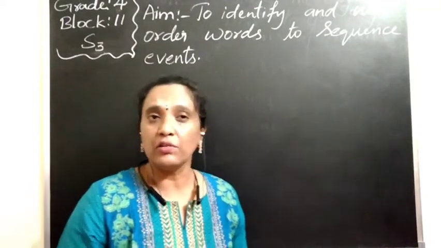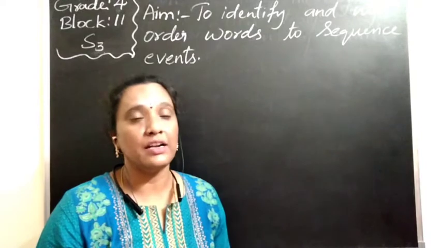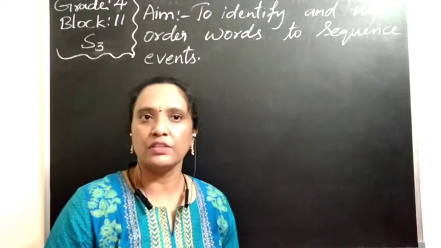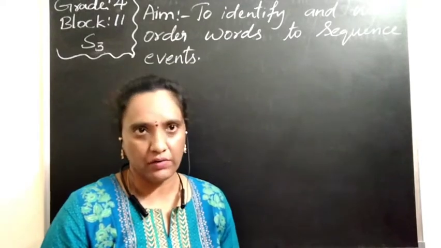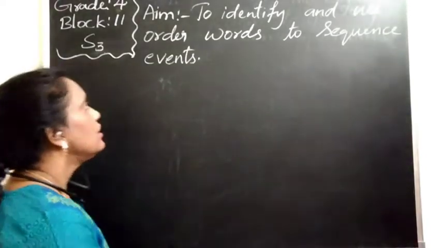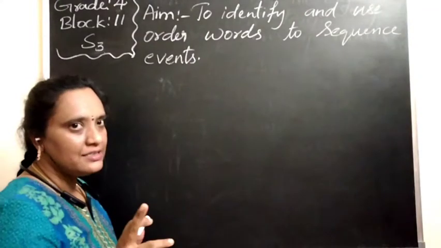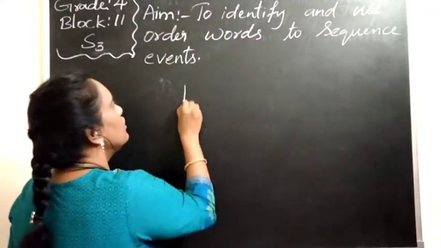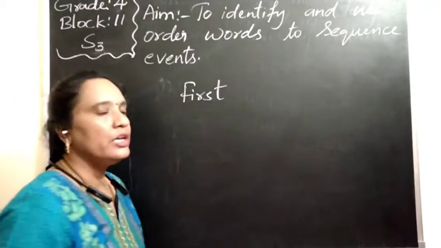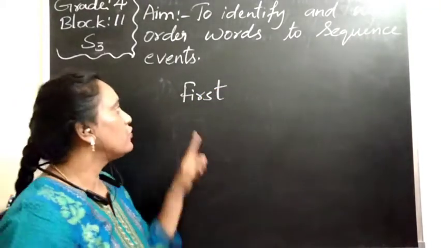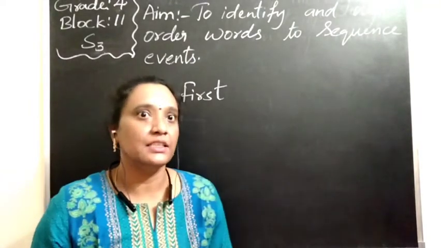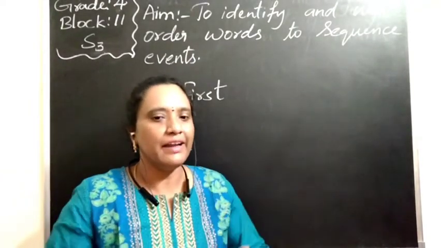So here what are we going to identify? We want to identify the order words. If we want to identify the order words, first of all we want to know what these order words are. So let us see. Whenever we want to talk about something, a story, we keep things in order. So first we say first. Normally we say first, second, third, to keep them in order in a line.